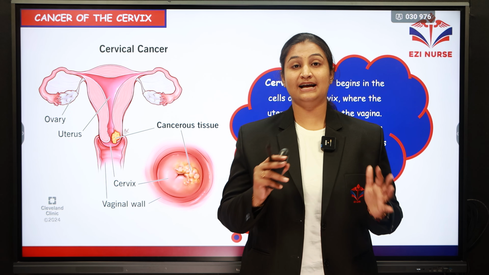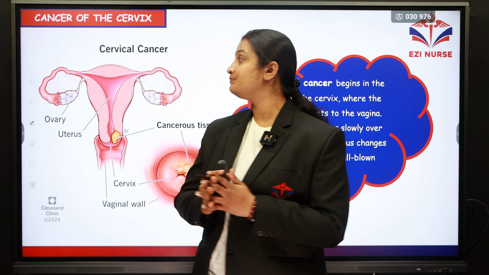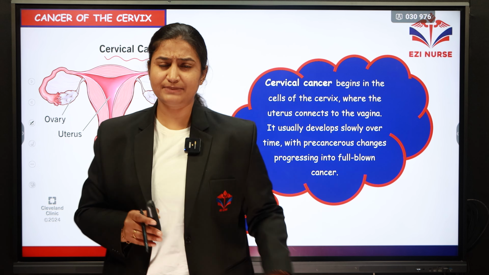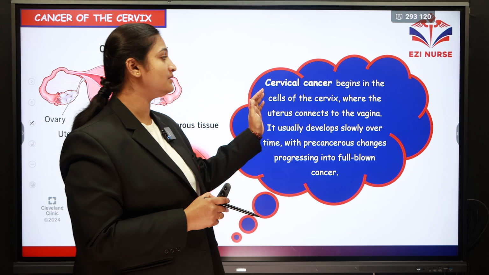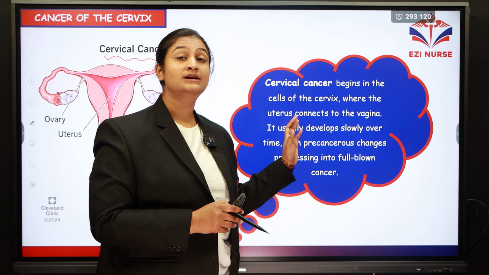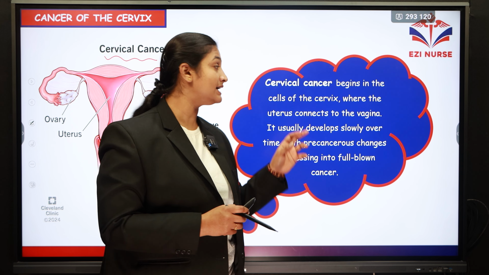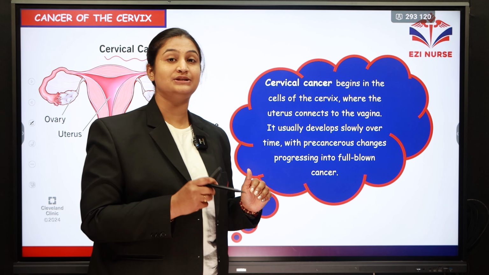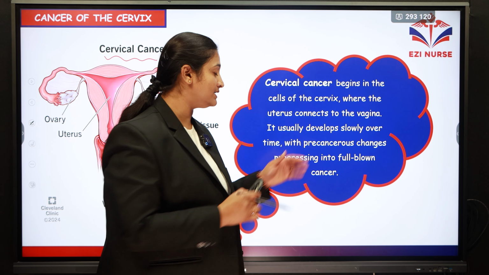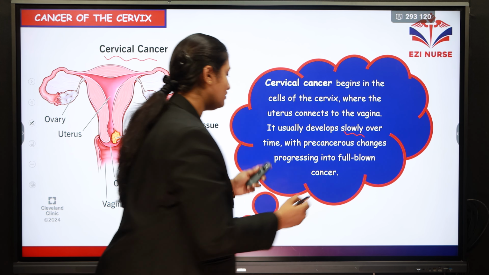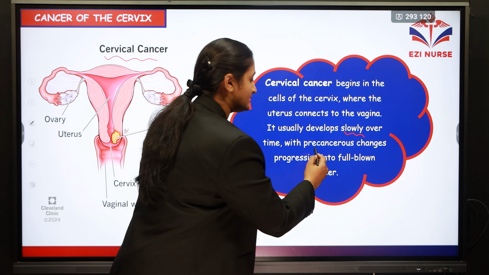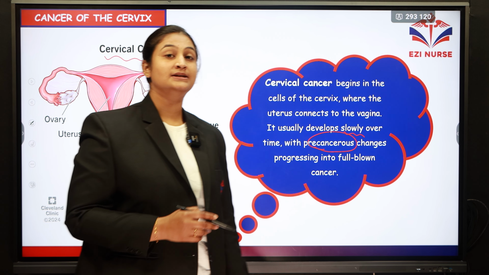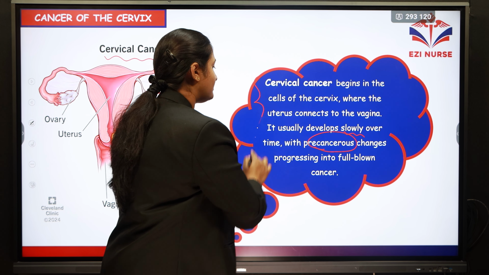Next, the last one, cancer of cervix. Here you can see cervical cancer in a pictorial representation. Cervical cancer begins in the cells within your cervix, where the uterus connects to the vagina, and it usually develops slowly over time with precancerous changes, progressing to full-blown cancer. So this is a short definition of cervical cancer.